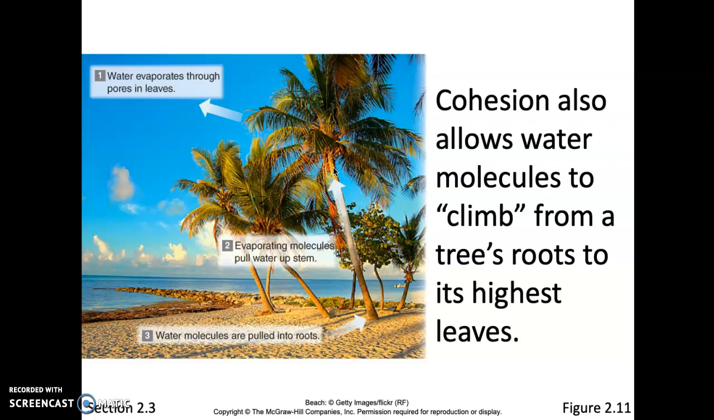By evaporating, it's going to create a negative pressure in there, and the water molecules that are pulled into the roots are going to want to just climb up. If they were isolated and didn't stick to each other, they would drop all the way down to the bottom of the tree again. So cohesion is going to make those molecules stick and allow them, as a unit, to carry up through the trunk and up to the stems and up to the leaves. Okay, so cohesion is very important in that respect.